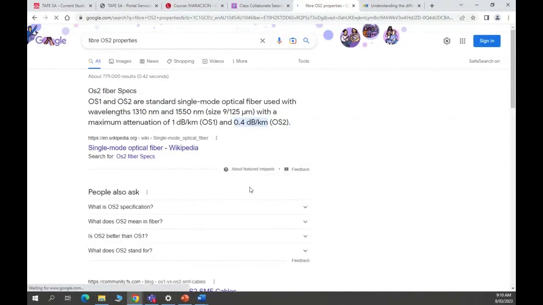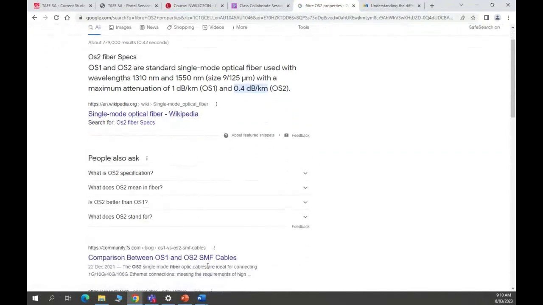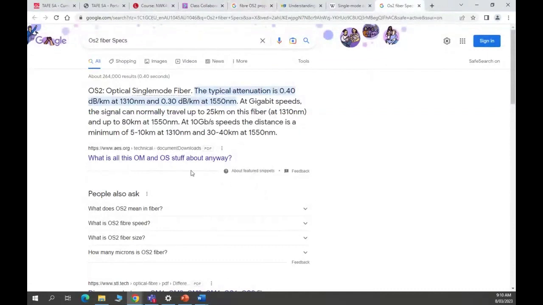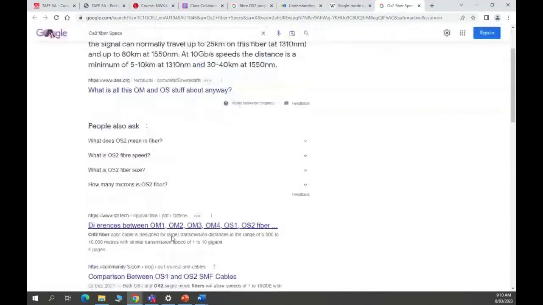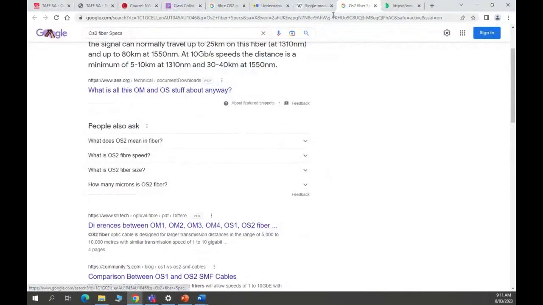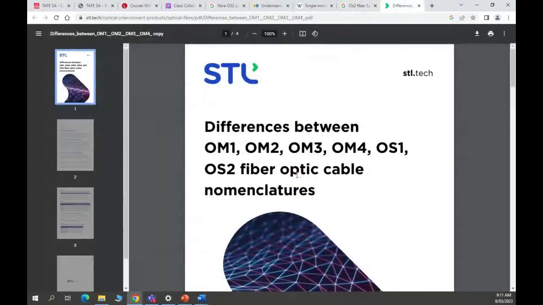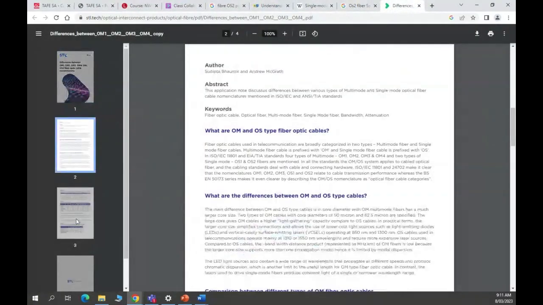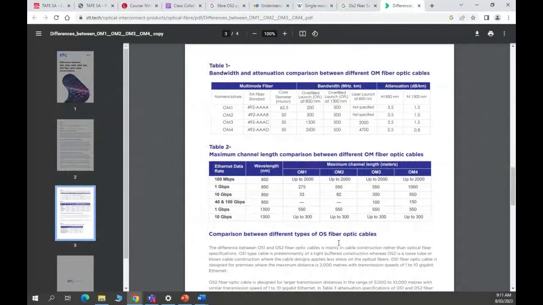All right, let's have a look at this. So if we quickly look at, maybe that's specifications. Let's have a look at that. So typical attenuation, gigabit speeds, but it's not giving us all of it. Let's have a look at this one maybe. Okay, this is a paper. Oh, look, there's a table here.